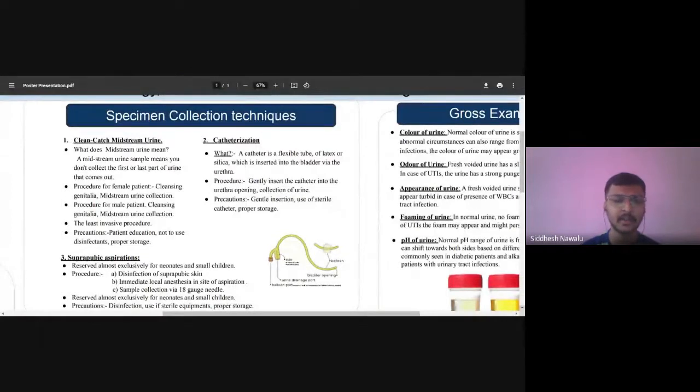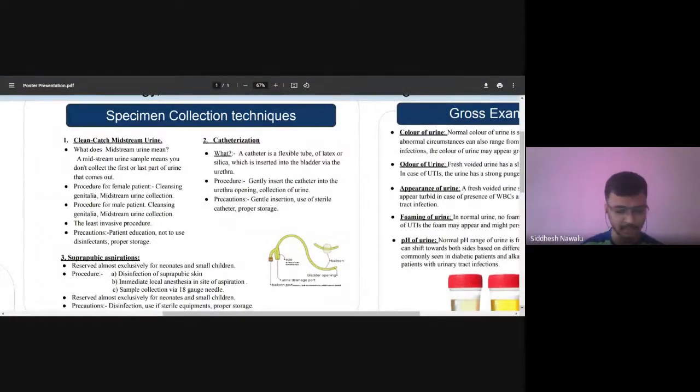Now let's have a look at what precautions should be taken while performing this technique. The first major precaution is patient education. The patient should be educated very well. We can do this by providing guidelines for proper specimen collection, prepared and printed on a card, maybe in bilingual languages or whatever language the patient can understand, and the procedure should be properly described.